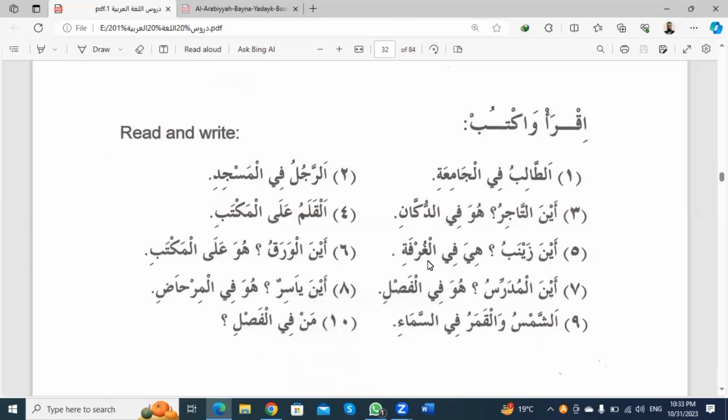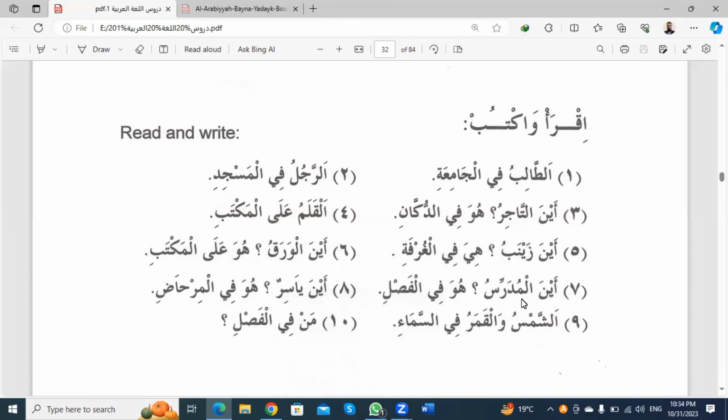أين الورق. ورق means page. Waraku, page, with a Q at the end: R A Q. Where is the page? هو على المكتب. It is on the desk. Very good. Huwa here we can say as it or he. Yes, huwa is used for both he and it.